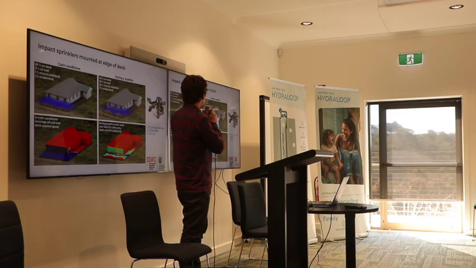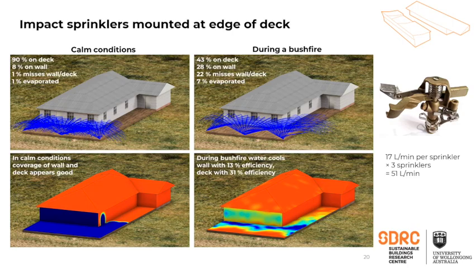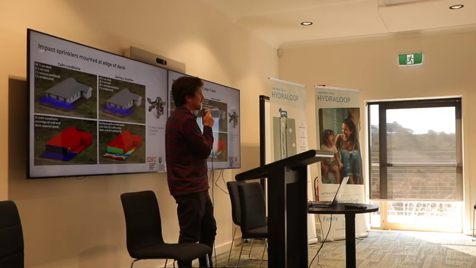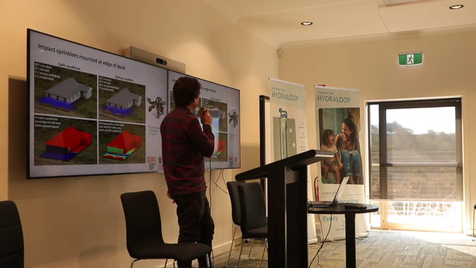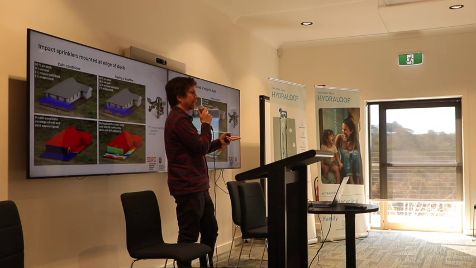The issue with these 3 particular sprinklers that we simulated was that they had fairly low flow rates. So you can see the total flow rate of the 3 sprinklers here is about 50 litres per minute. The previous one was 170. So yeah, if you're putting these in, it's important to understand how much water you're putting out and how much water is getting to the surfaces.